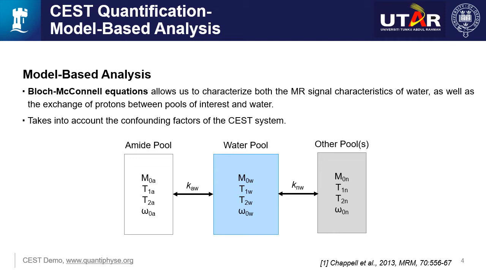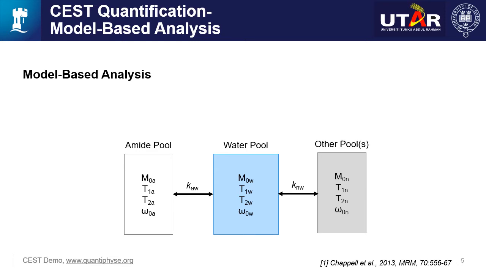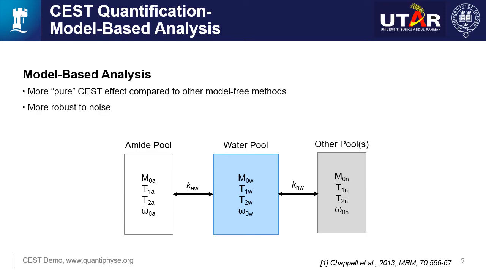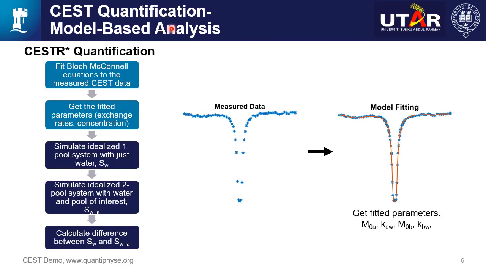And because we're actually modeling the CEST processes, we're taking into account all of the confounding factors within the CEST system. And basically, this allows us to quantify a more pure CEST effect compared to other conventional model-free methods. And model-based analysis is also more robust to noise because we're performing model fitting. So the quantitative metric that we are calculating through model-based analysis is called CESTR star.